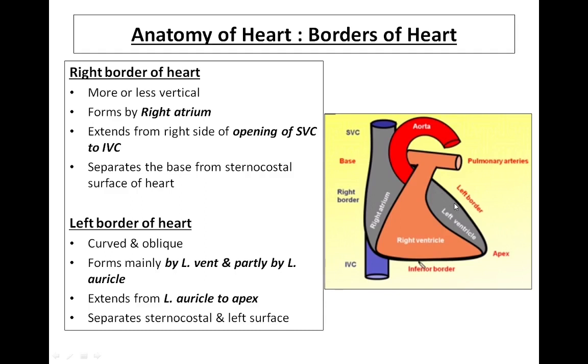The sternocostal surface extends from the right border to the left border. Beyond the left border we have the left surface, and beyond the left surface we have the base. Suppose this is the left border, this is the left surface, and posteriorly we have the base. So it separates the sternocostal surface and the left surface of the heart.